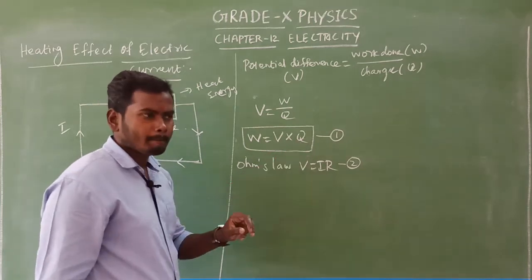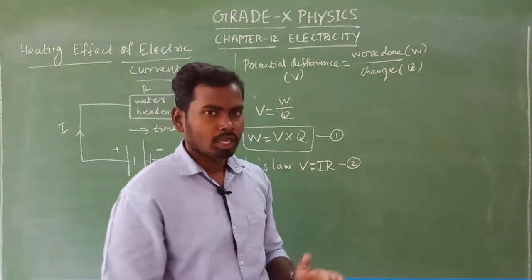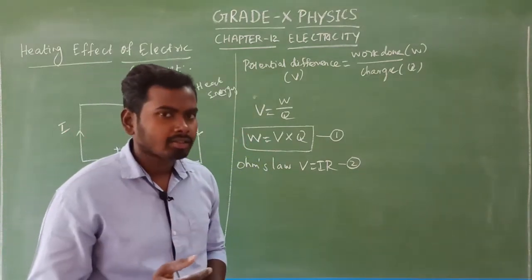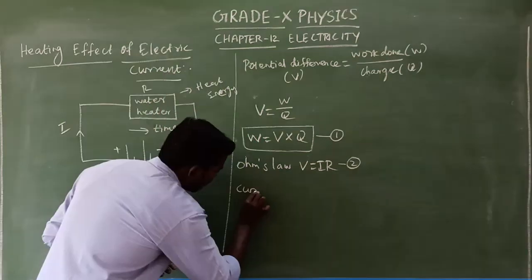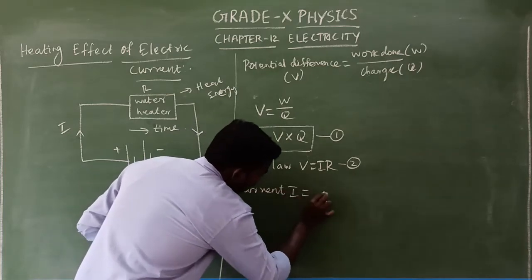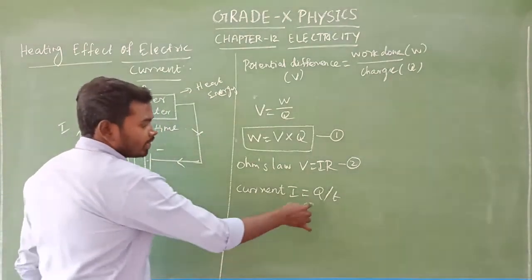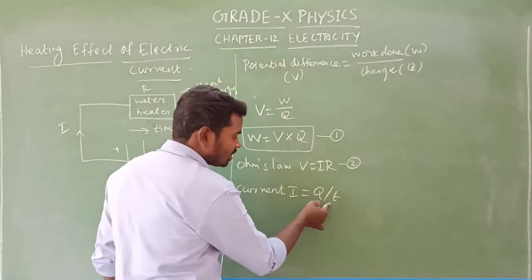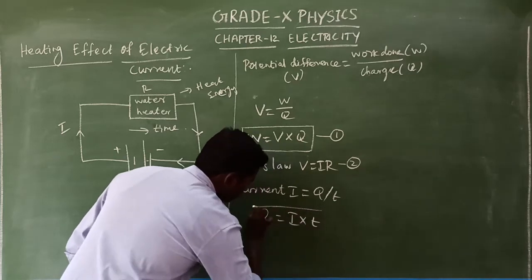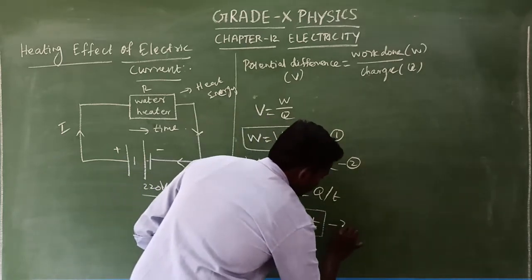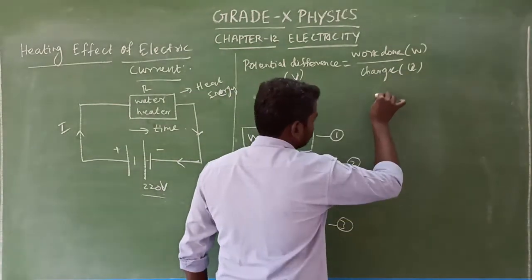Then what is Q? Q means the amount of charge moved. The amount of charge moved per second is called current. Now take current I, which is equal to Q by T. We need this Q value, so this division changes into multiplication. We get Q equal to I into T. Consider this the third equation.